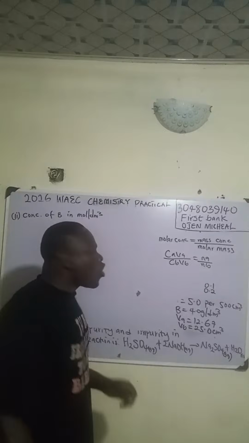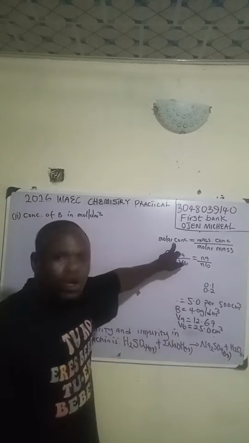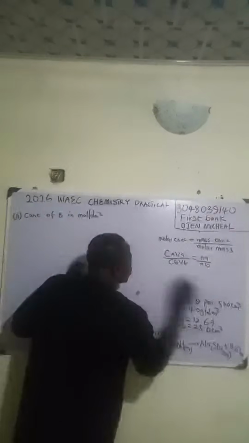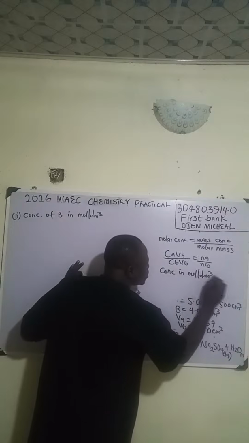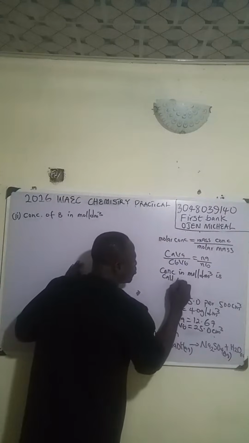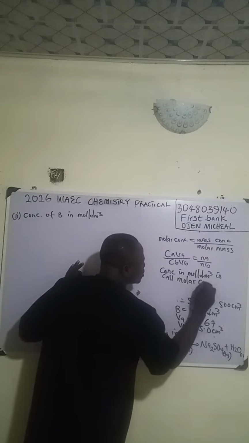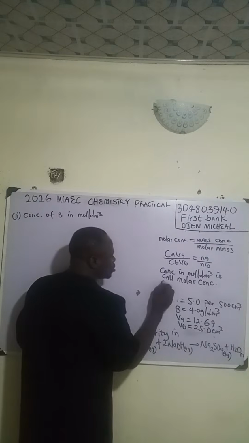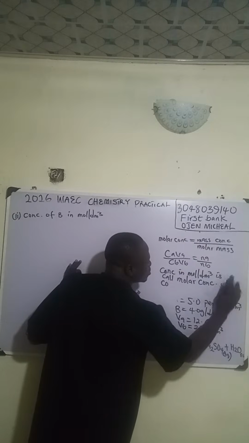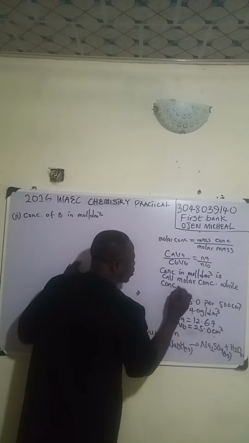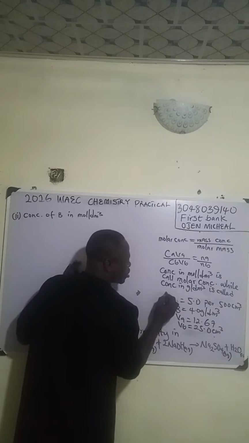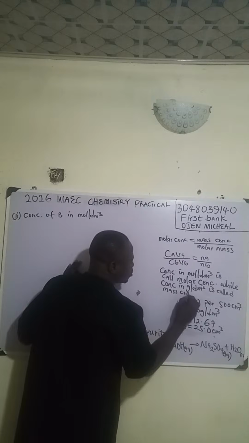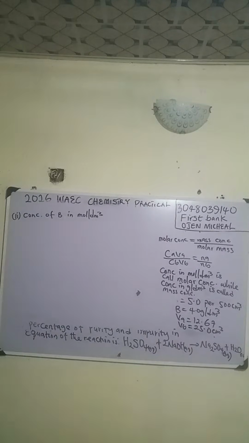These are the two formulas you can use to calculate your concentration in moles per dm cubed. Concentration in moles per dm cubed is called molar concentration, while concentration in grams per dm³ is called mass concentration.